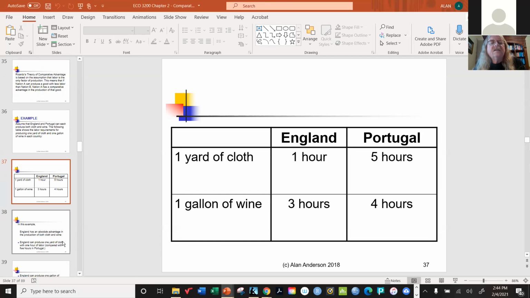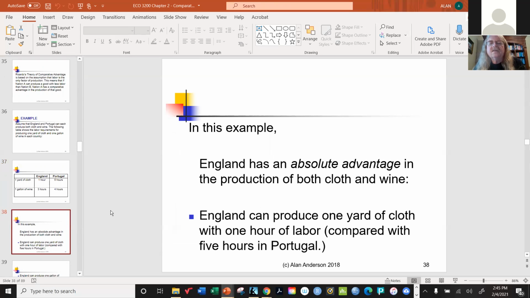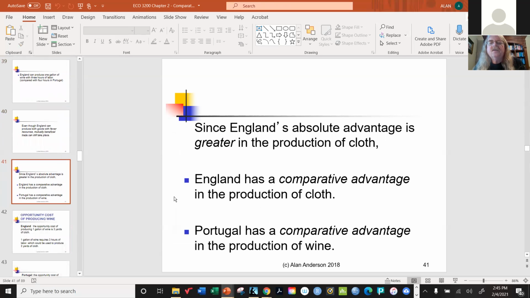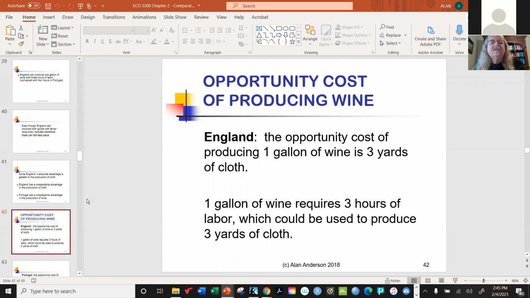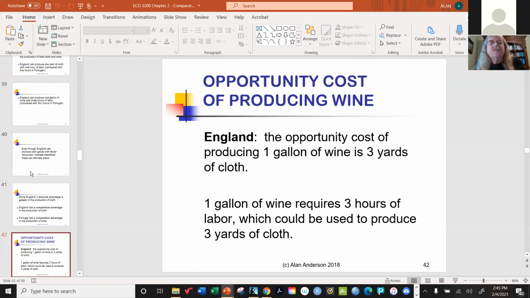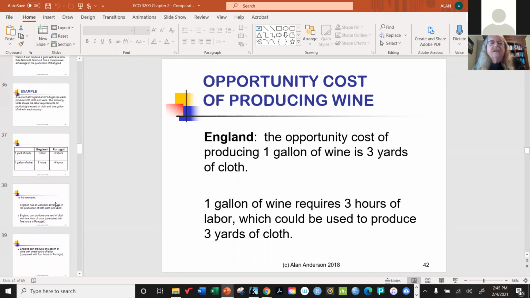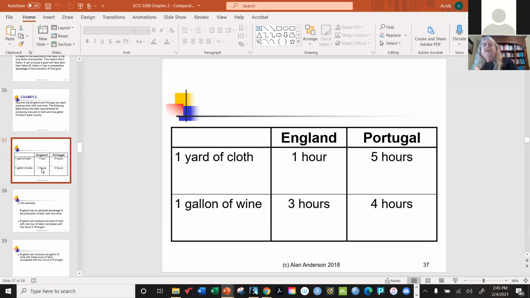Adam Smith would have said, you know what, then there's no point in trading because England is better at both products. Now, David Ricardo came along and said, no, that's not right, because even though England has an absolute advantage in both goods, when it comes to comparative advantage, England and Portugal can still trade, because England has a comparative advantage in the cloth and Portugal has a comparative advantage in the wine.